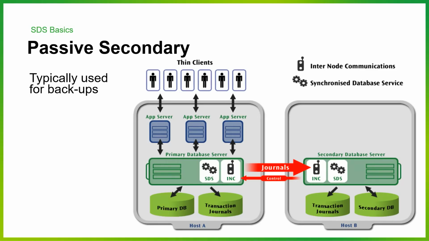This setup is shown as a passive online standby, typically used as a quick-to-recover backup strategy. It's passive because there are no application nodes connected to the secondary. This means that the secondary is used mostly as backup for the primary database.